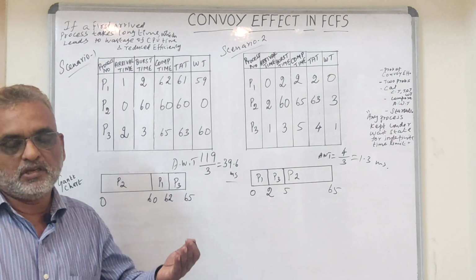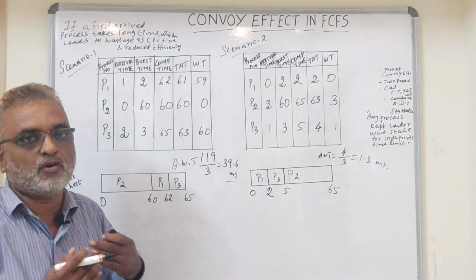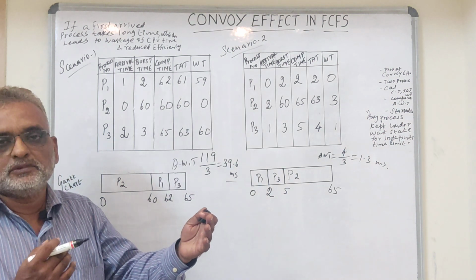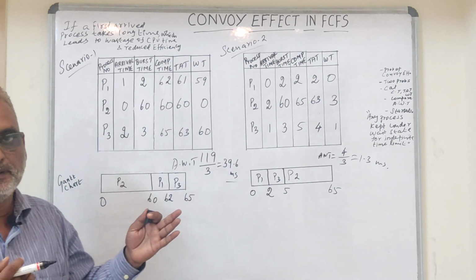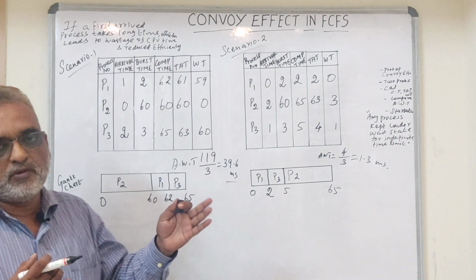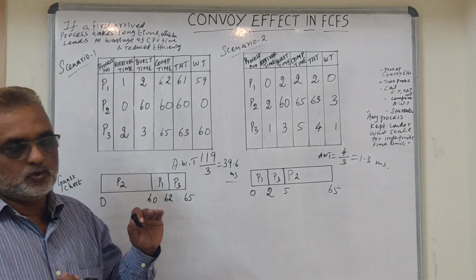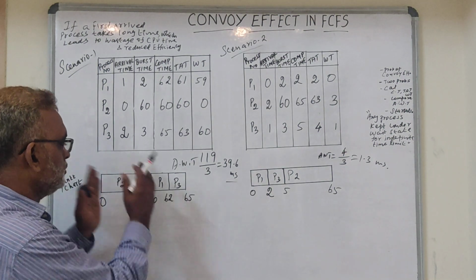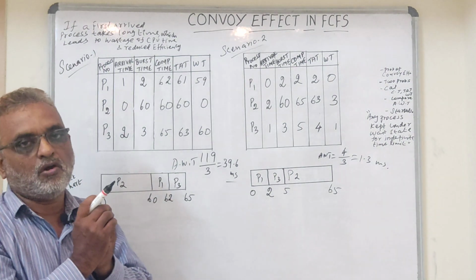Why is it called the convoy effect? Like when the chief minister's convoy is going, all the other vehicles will be stopped. All the small vehicles will be kept stopped. That is the effect. So once the large process is taken up, the small processes will be kept waiting for a long time.